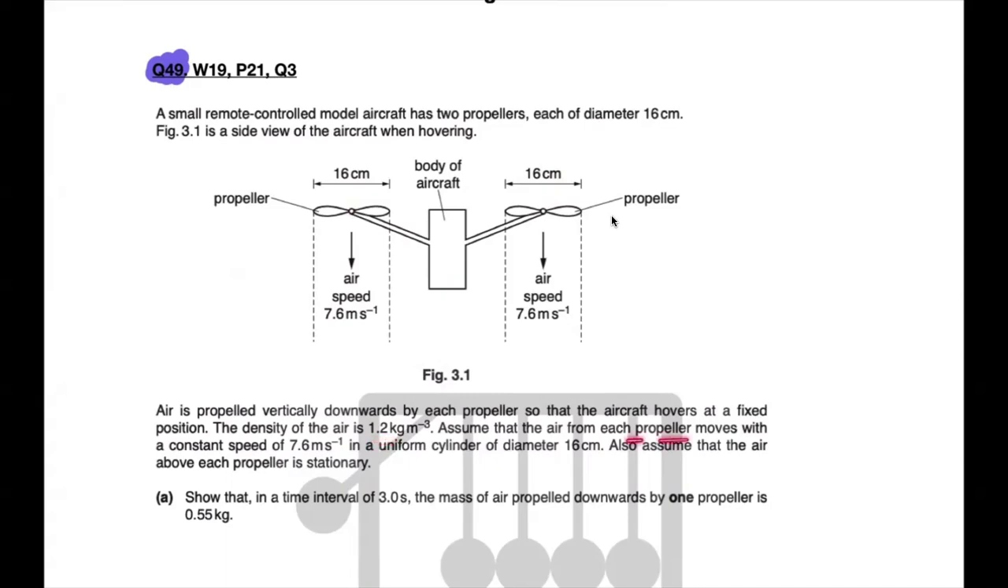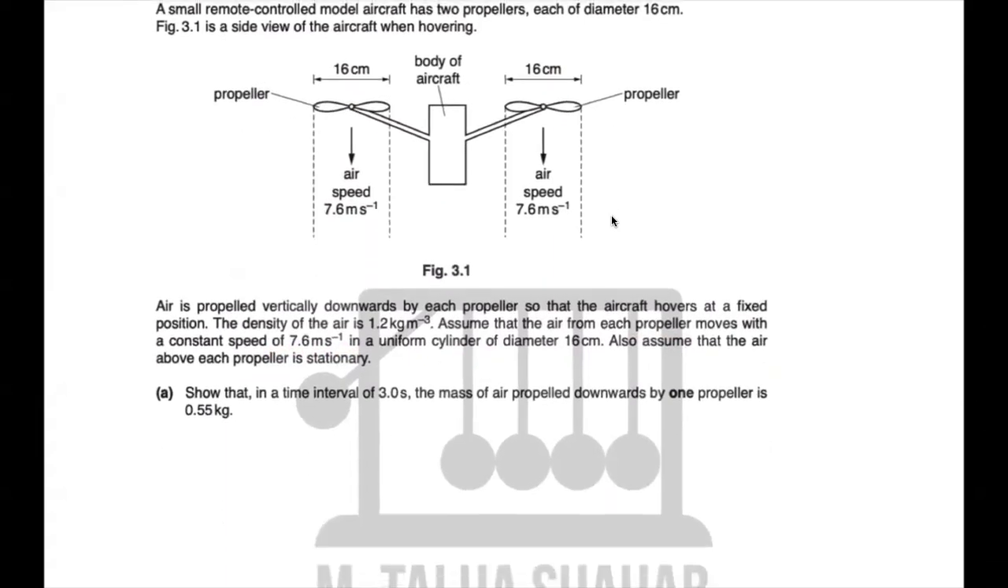Assume that air from each propeller moves with a constant speed of 7.6 meters per second in a uniform cylinder of diameter 16 centimeters. Also assume that the air above each propeller is stationary. Show that in a time interval of 3 seconds, mass of air propelled downwards by one propeller is 0.55.